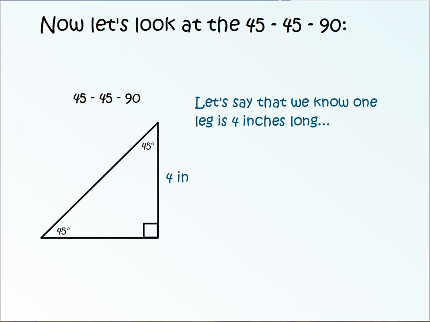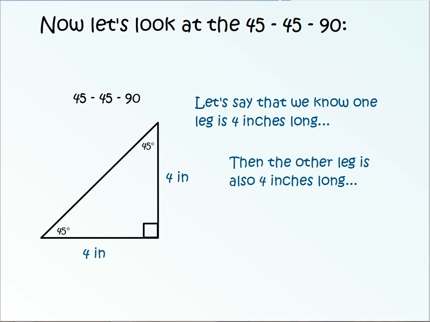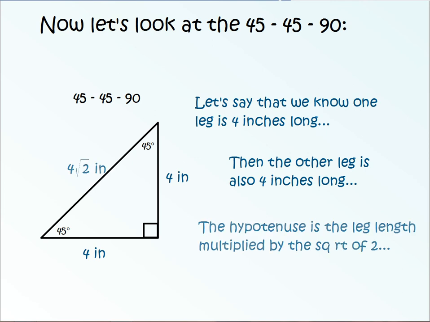So let's say we know one leg is 4 inches long. That means the other leg is 4 inches long. That also means the hypotenuse is 4 root 2 inches long.